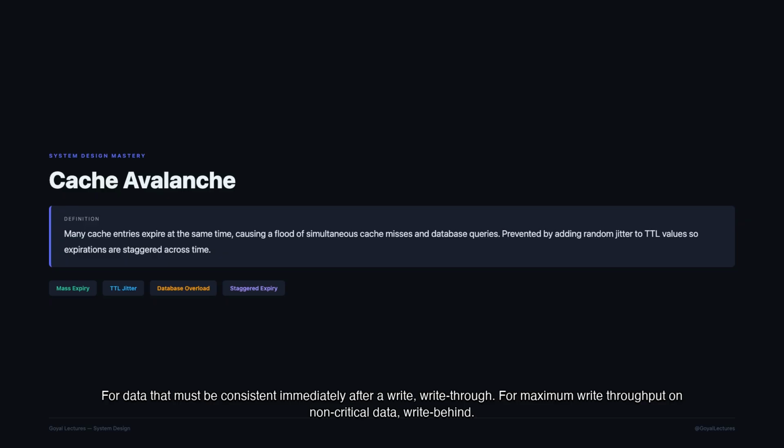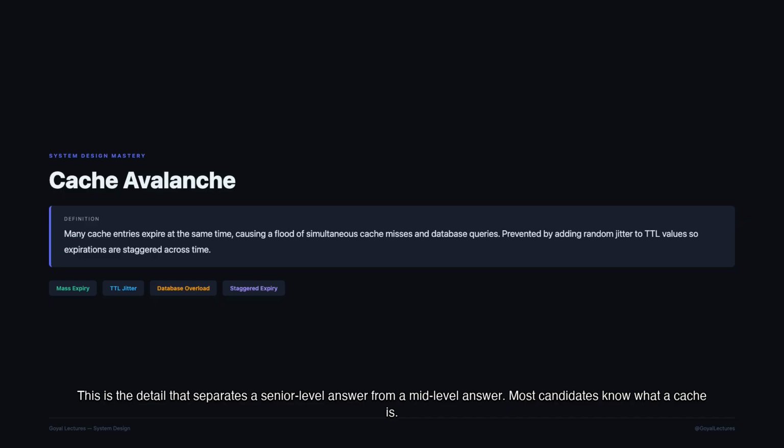Step 4. Mention the failure modes. Name at least 2 of the 3, stampede, penetration, avalanche, and state their mitigations. This is the detail that separates a senior-level answer from a mid-level answer. Most candidates know what a cache is. Far fewer know that cache stampede can take down a database that the cache was supposed to be protecting.